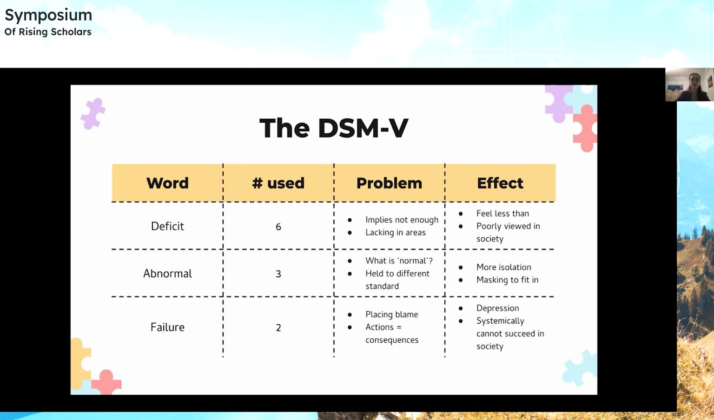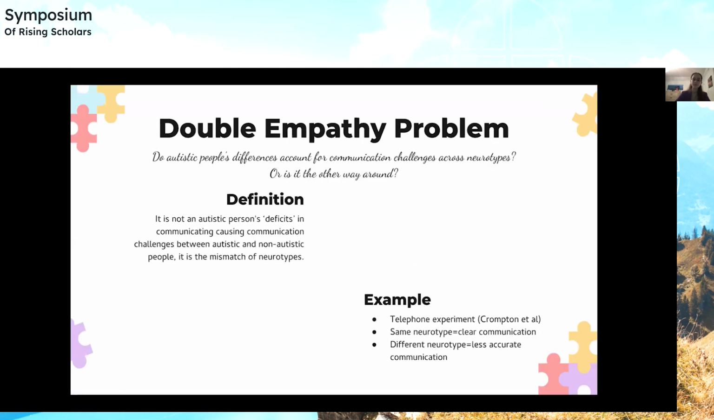For example, deficit could imply that an autistic person is not enough, or maybe they're lacking in some areas. Abnormal is comparing them against a very subjective standard of normal that really no human being can possibly adhere to. And the word failure is placing blame on the autistic person for their autistic traits or characteristics. All of this leads to society viewing them as less than the neurotypical population, and it can lead to their exclusion in society and feelings of anxiety, depression, and loneliness.